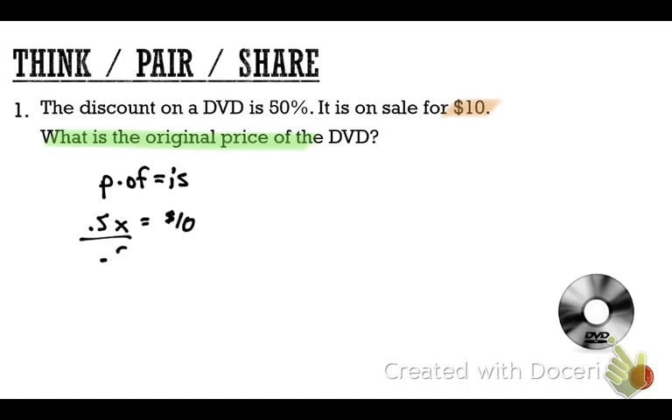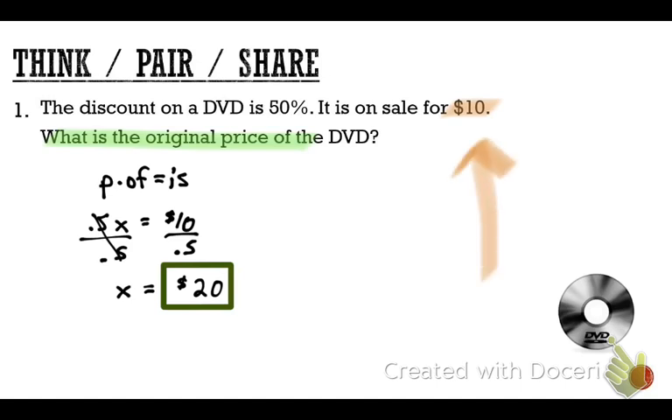To get that by itself, you have to divide by 0.5 on both sides. What do you get, guys? $20. Let's just see if our answer makes sense. It says it's on sale for $10. It was 50% off. Is this correct? Is $10 50% of $20? Yes, because that's half. So your answer should make sense.